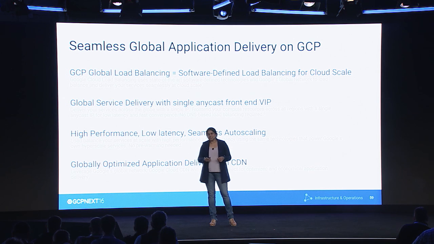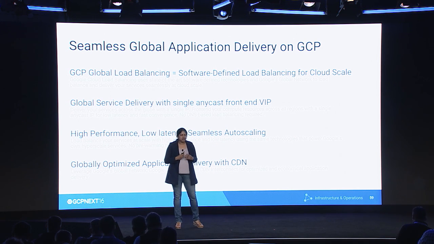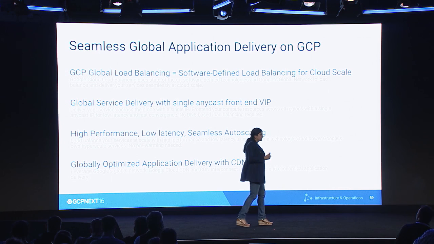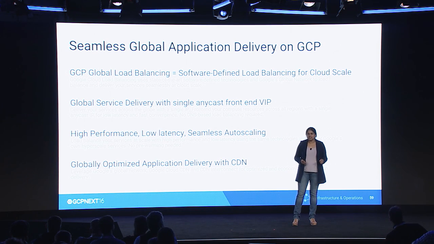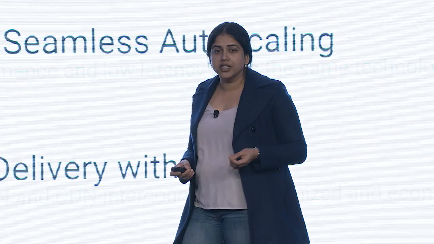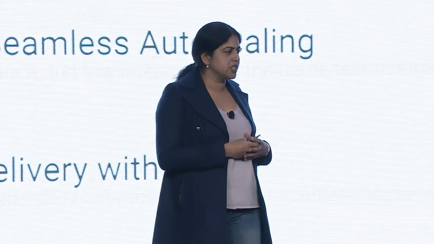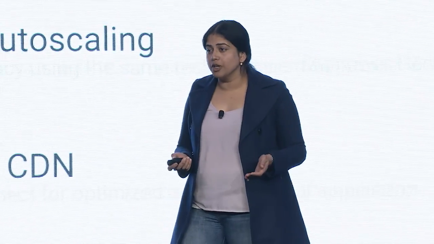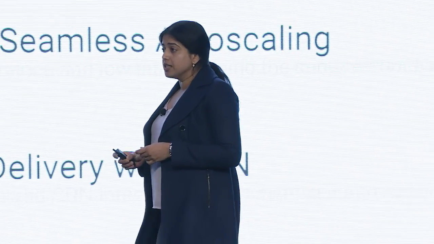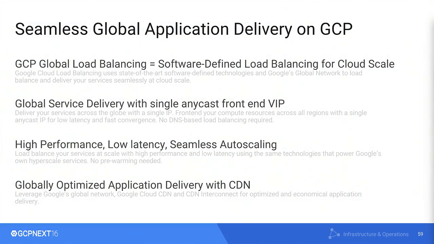The reason I'm here is because when you leave this room, you leave with 4 key takeaways. First, our global load balancing is software-defined load balancing for cloud scale. It uses state-of-the-art software-defined technologies and distributed systems technologies, along with, of course, Google's global network. The second one is you can deliver your services across the globe with a single Anycast front-end VIP. You will not find this in any other cloud provider. Third, it will deliver high performance, low latency, and seamless auto-scaling for all your services.